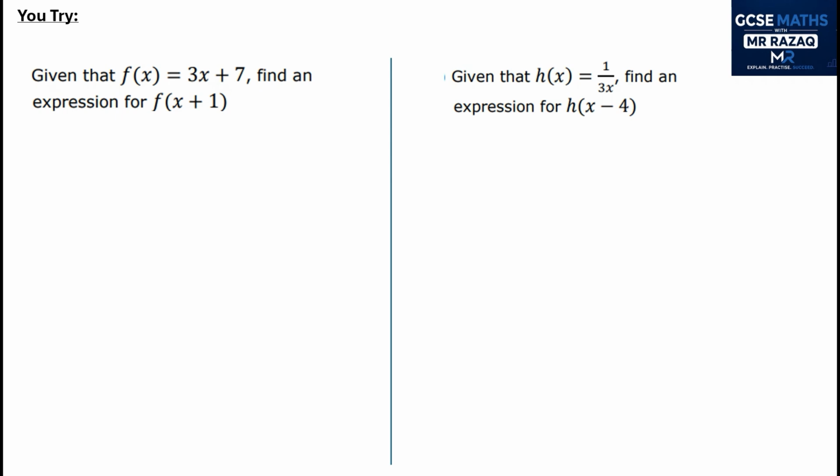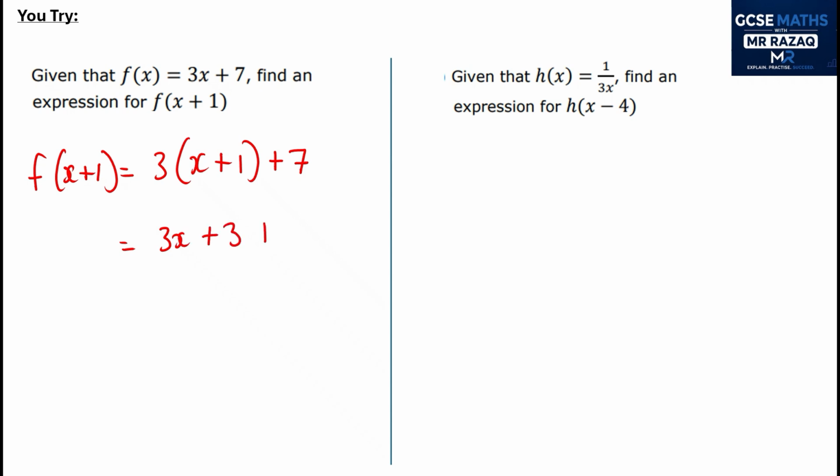Otherwise, stay with me. So this means f of x plus 1. Where you see x, I'm going to replace it with x plus 1. This is going to be 3 times x plus 1, plus 7. Expand the bracket, gives me 3x plus 3. Bring down the 7. And now simplify this expression. So this would give me 3x plus 10. And I'm done. Let's look at the next one.